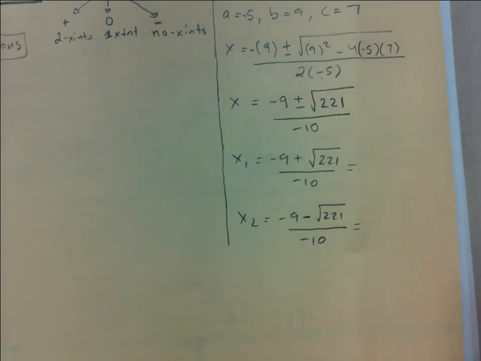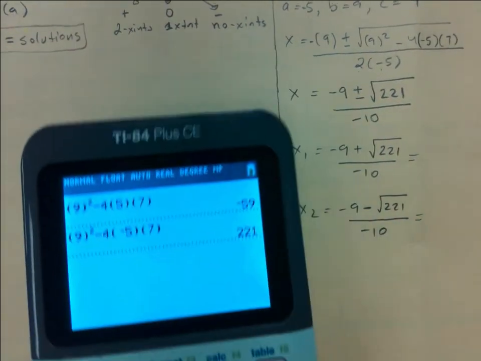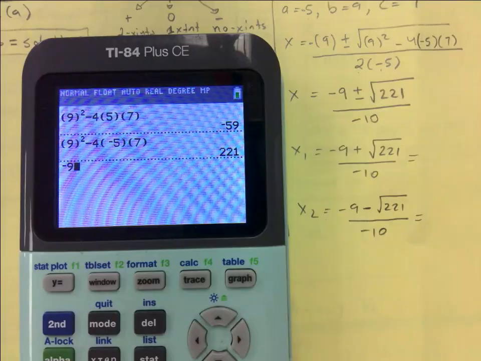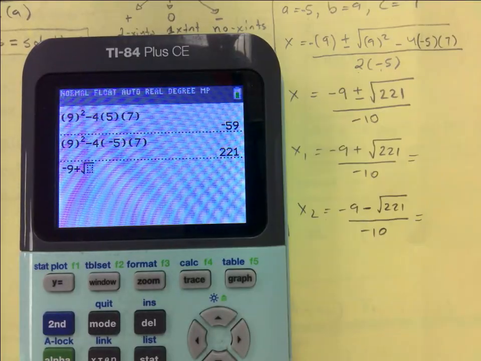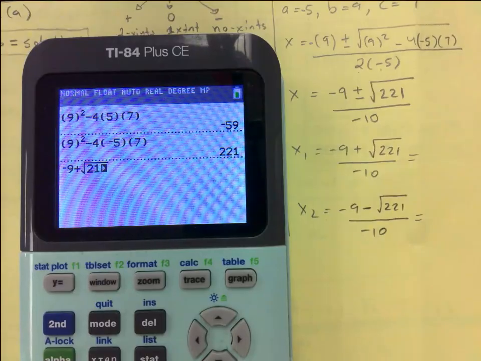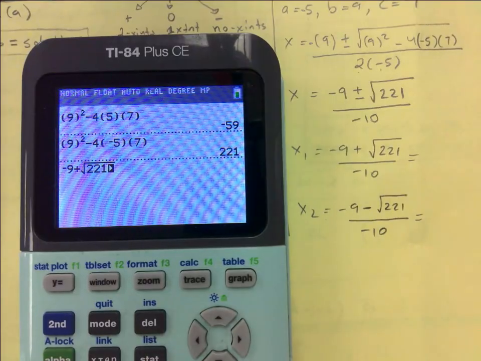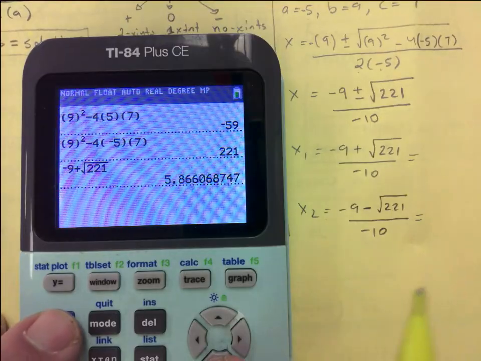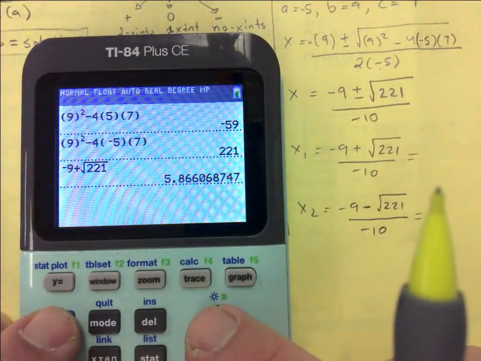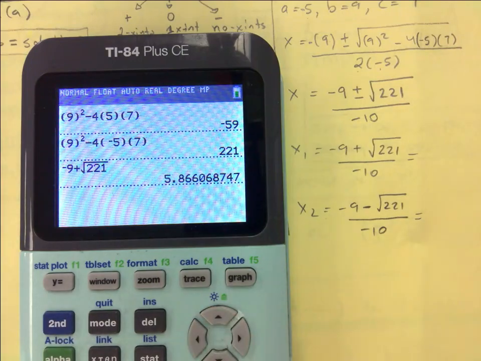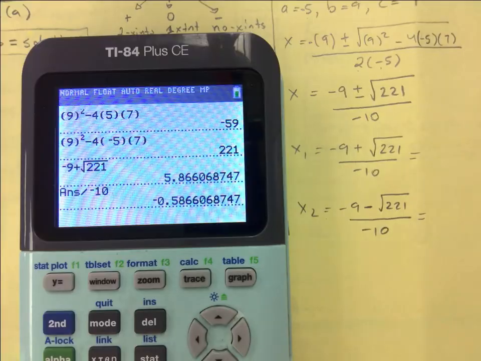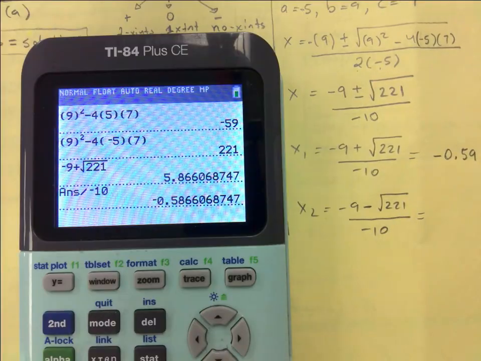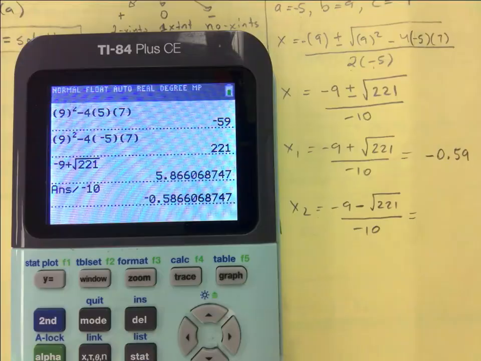So we'll figure this out. Here I would say it's okay to use your calculator as is. So I would go negative 9 plus second x2, that's where your root is, of 221. I hit enter at this point. Then I divide it by negative 10. So my first root is negative 0.59. Okay, that's my first x-intercept.